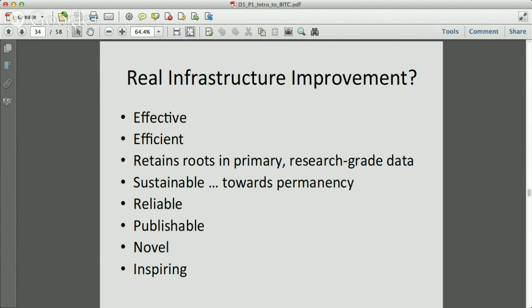When we talk about infrastructure improvement, I'll just give you a list of adjectives and descriptors. The infrastructure has to be effective, efficient. It has to retain solid roots in, as I said, the primary research grade data. It has to be sustainable, that is to say it shouldn't disappear 5 years from now or 2 years from now. It has to be reliable and publishable, and hopefully that infrastructure will also be novel and inspiring.